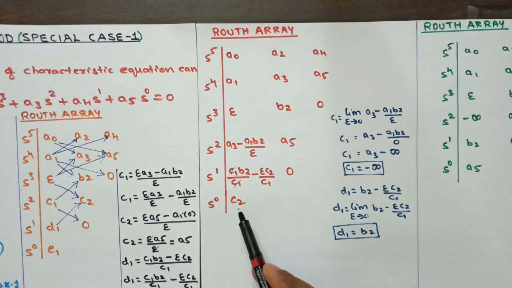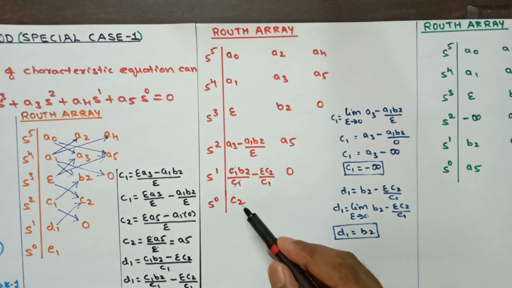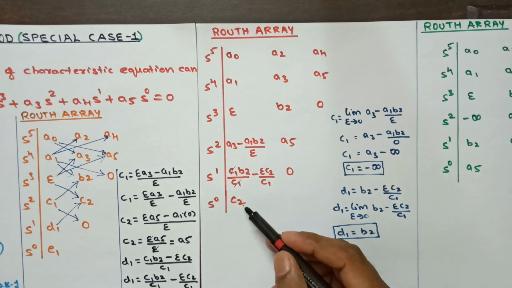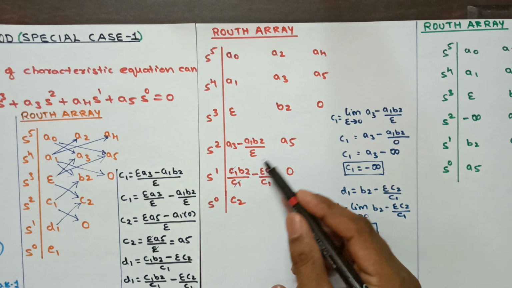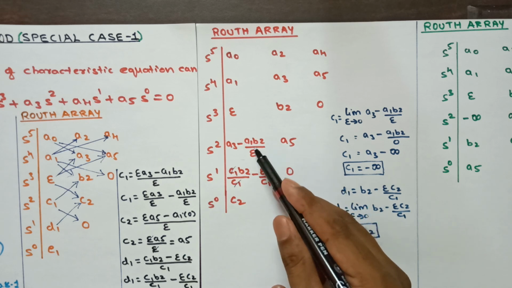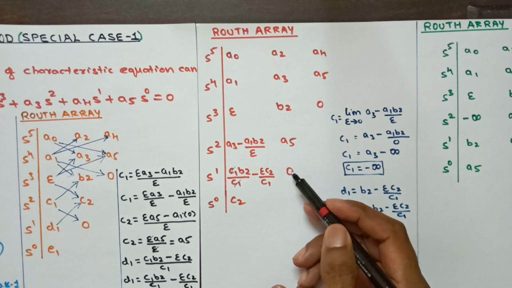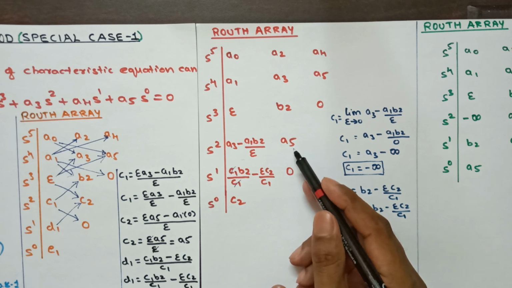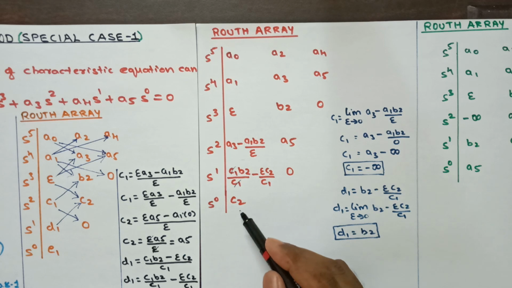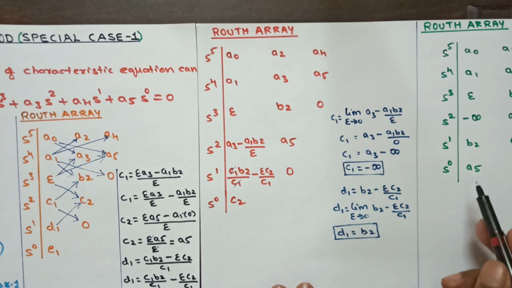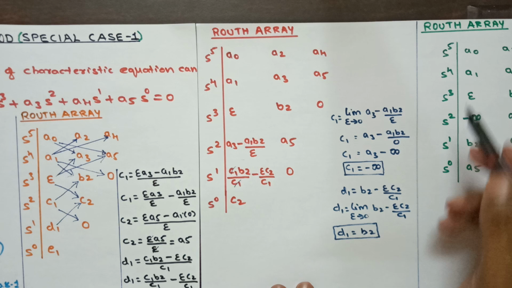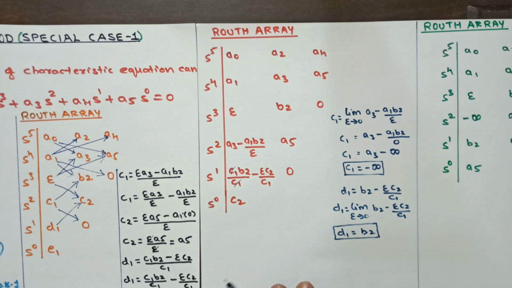Now the last, you can see c2, and you know the c2 value, that is when you multiply this value with this term minus this value with 0. Whenever you multiply in the diagonal, if you get 0, the above value we are going to get as the resultant value for this s to the power 0. Now in this you can see that the c2 value is a5. I can replace the c2 with a5. Now we got the complete row by just applying the limit epsilon tends to 0.